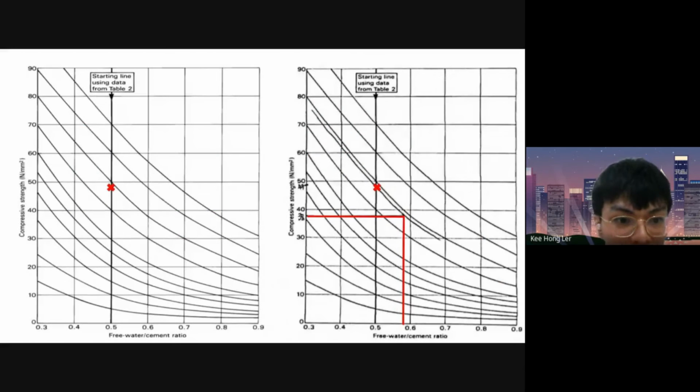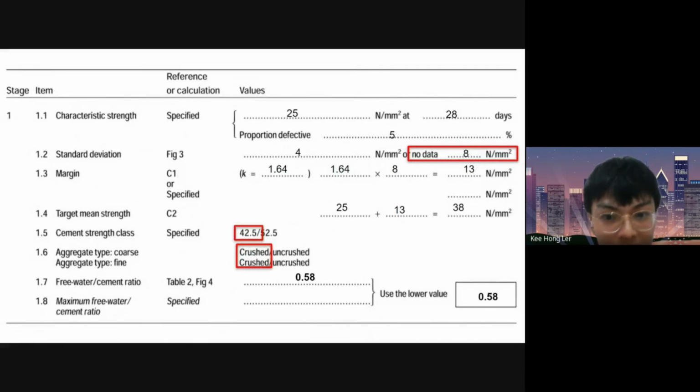We have to plot the graph with the free water cement ratio equal to 0.5, the compressive strength from the table, which is 49. Since there is no curve past the point, we have to draw a new curve by following the shape of the other curve as our reference. So in this case, in order for us to find the free water cement ratio, our target compressive strength is 38. So we draw a horizontal line until it reaches the curve, and we get our free water cement ratio equal to 0.58. Yes, as given.